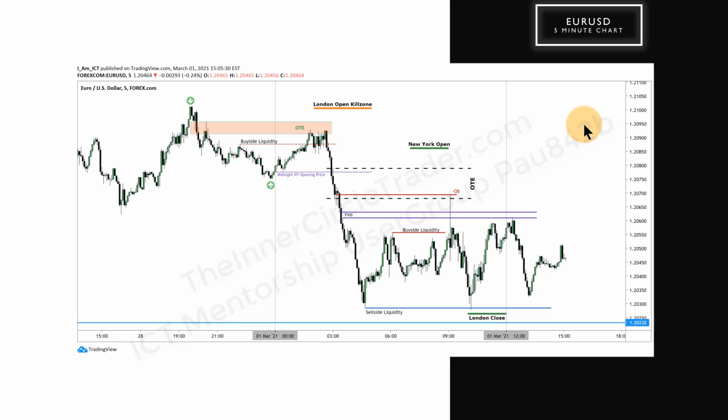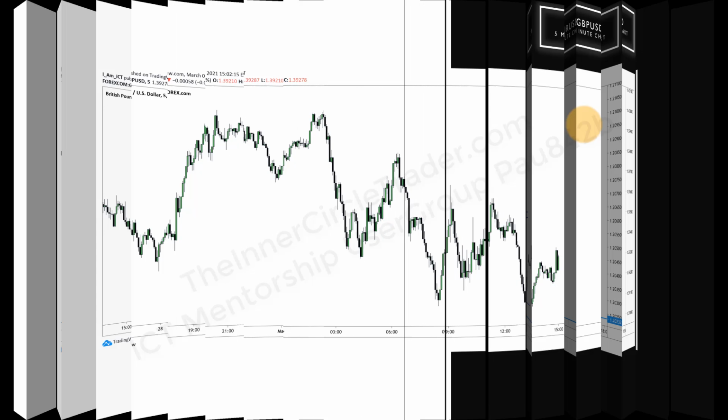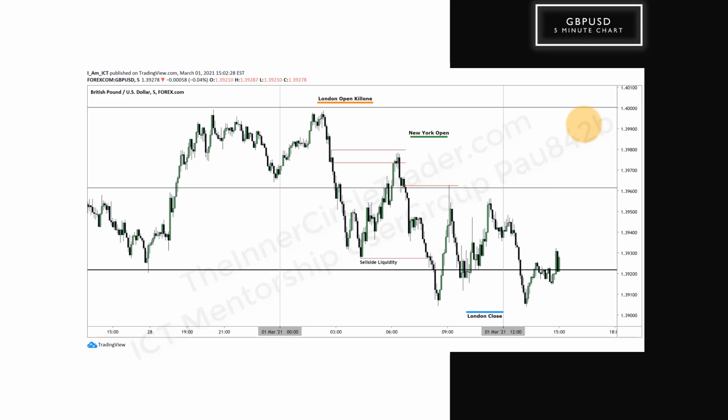All right, so let's look at cable. British pound versus US dollar, 5-minute chart. All right, so I didn't want to put too many things on this one because I don't want to try to draw any excitement or regret having not participated in this pair, because I've already been hammering you all just to be careful with this one.